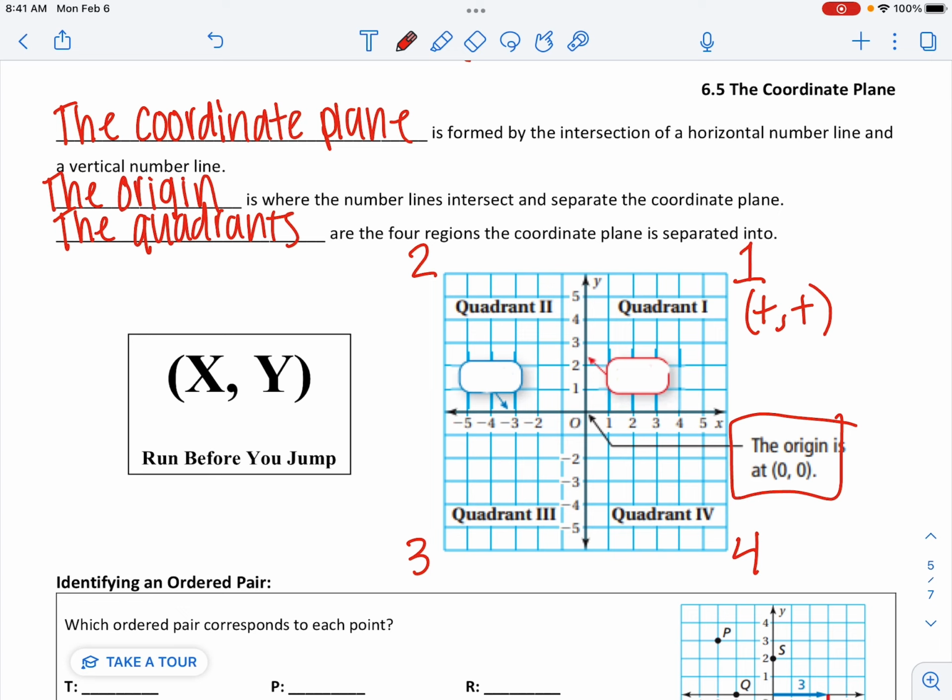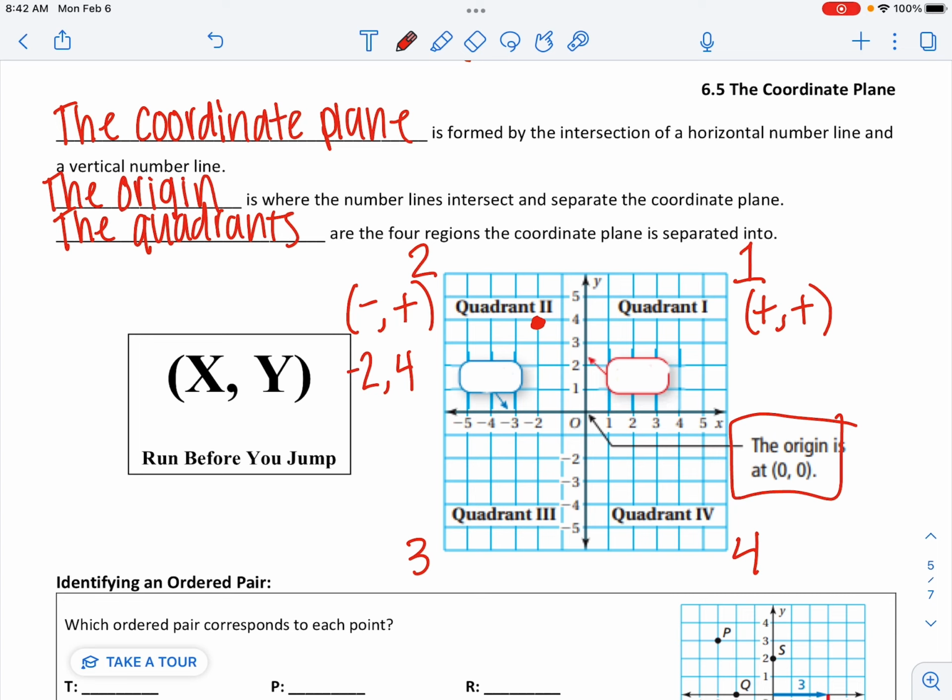So that means everything in this quadrant is a positive. If you go to the right, it's a positive. If you go up, it's a positive. Quadrant 2, which is the second one right here, is going to be a negative and then a positive. So if the first number is a negative, like negative 2, and our second number is a positive 4, that means we go to the left 2, see it's a negative right there, and then we go up 4, so we would be in quadrant 2. So a negative, positive is quadrant 2.